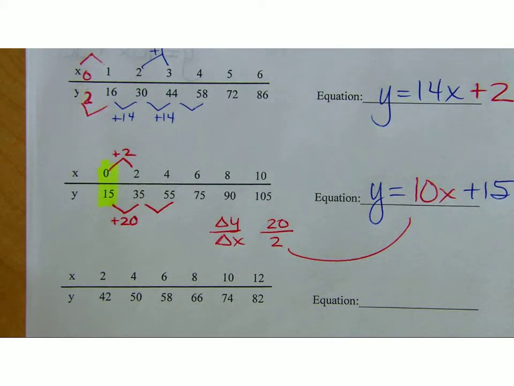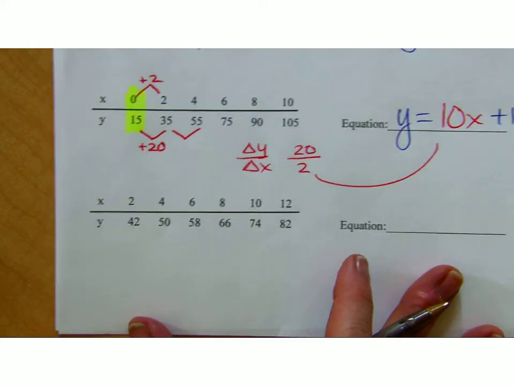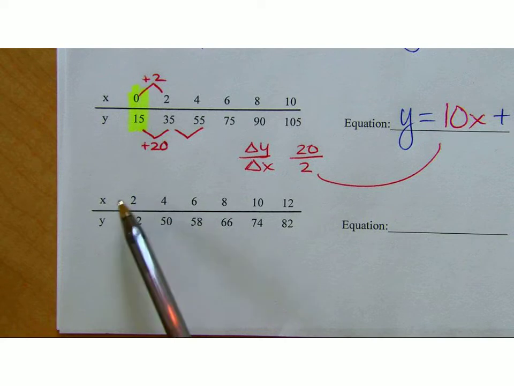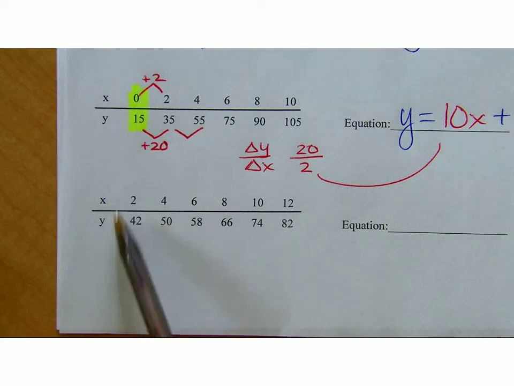Okay? On the last one, both things happen. It's not going up by ones and your starting value is not there. Do you want to try that one? Go ahead and try that one.